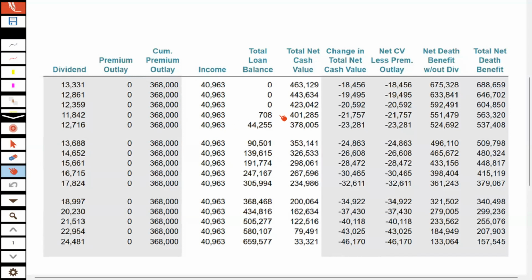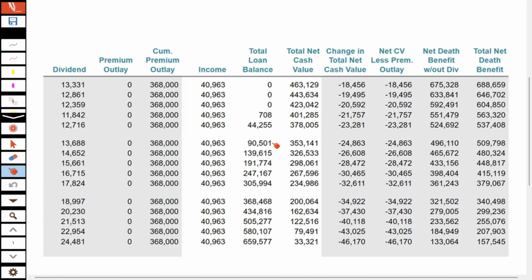So what you're seeing here is with this first year where you see that $708 of loan balance, that's the difference from the final cost basis withdrawal. Hopefully that makes sense. It's very simple. It's not complicated to understand, but that's the math on that.